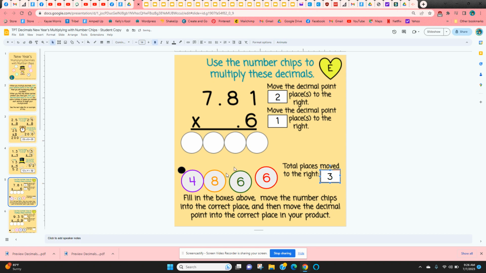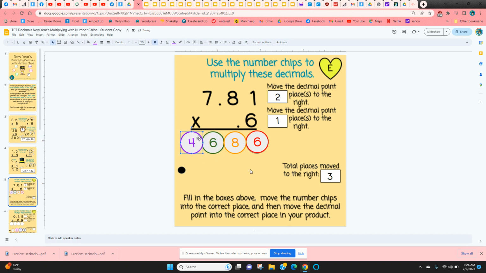Now you're going to multiply. You're going to move these number chips into the correct place. So to move them, you just click and hold on the edge, and then you can move it where you want. So 6 times 1 is 6. 6 times 8 is 48. Carry the 4. And 6 times 7 is 42 plus 4.